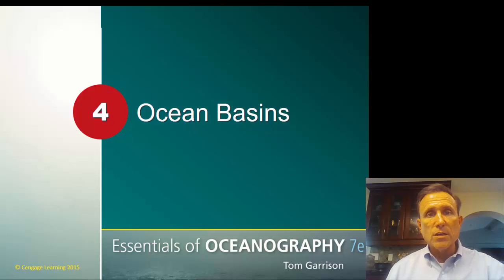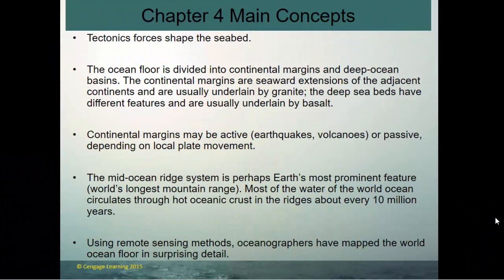First, we're going to take a look at the overarching concepts that we'll be talking about in Chapter 4. So on to Chapter 4 main concepts. Number 1, tectonics shaped the seabed. We've already mentioned that. Tectonic forces, the unifying theory of plate tectonics, explains the shape of the seabed. The ocean floor is divided into two parts, the continental margins and the deep ocean basins. Those continental margins really are just seaward extensions of the continents, and they usually are granitic.